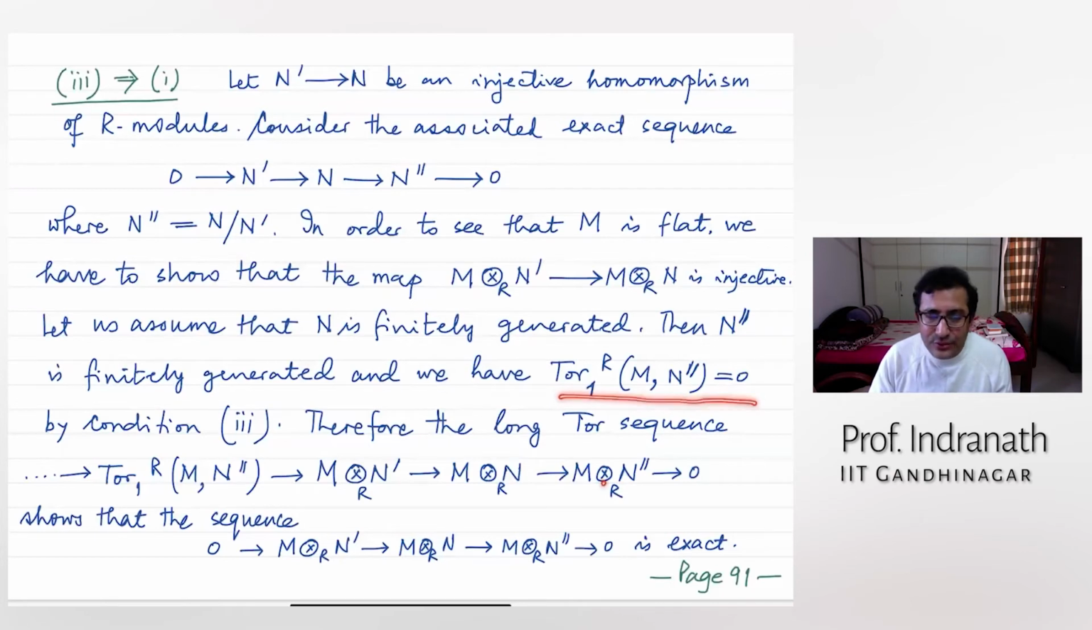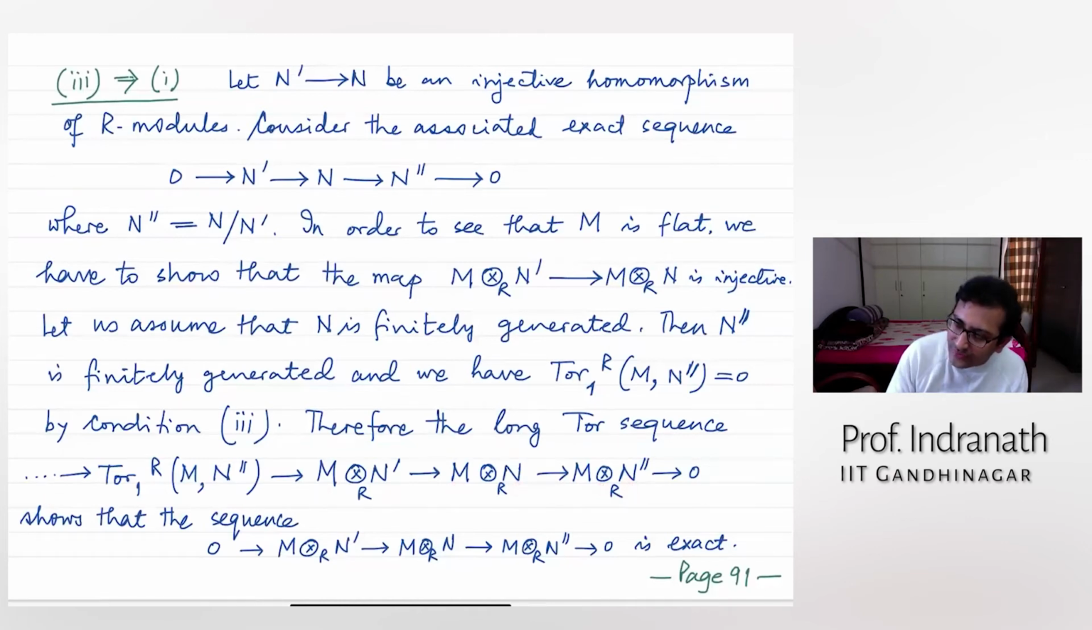Apply the long exact Tor sequence. Remember, Tor is just a simple left-derived functor, right? So it is coming as Tor 1 in the same order, Tor 1 of M and N'', then M and N, then M and N', and then Tor 2, and so on. So you have 0 here. Therefore this sequence is exact.